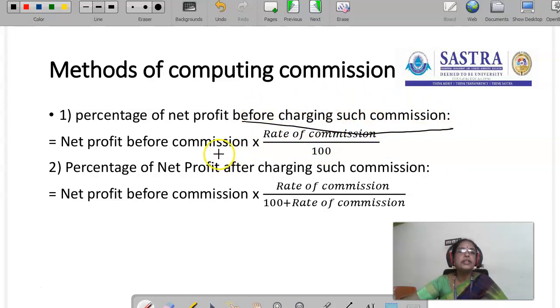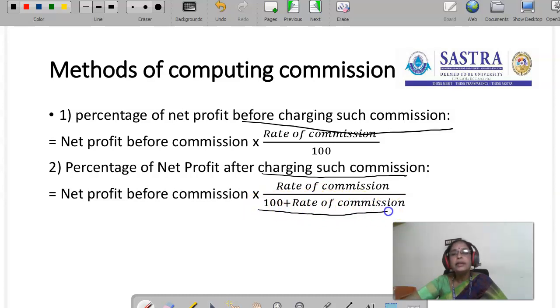How to calculate commission? Net profit before commission into rate of commission divided by 100. We have to apply the rate of commission over the net profit. The second one is percentage of net profit after charging such commission. How to calculate the commission? Net profit before commission into rate of commission divided by 100 plus rate of commission.